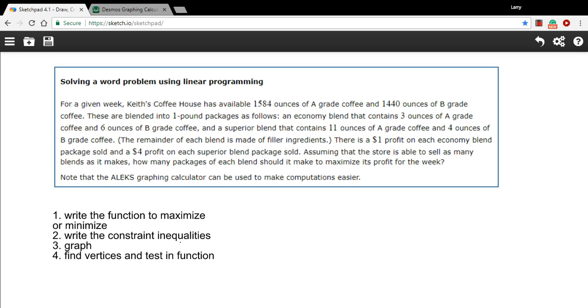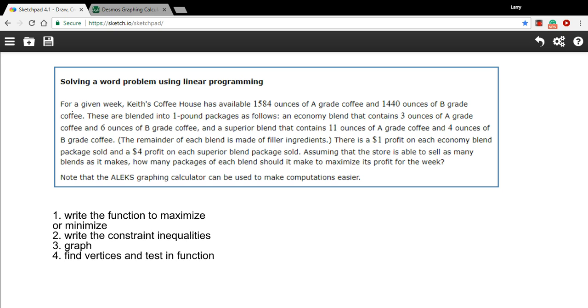Then you have some inequalities that represent the constraints on the whole system. In this case, there's only so much of the different types of coffee. That's going to lead to some inequalities that we need to write. We can't go over 1,584 ounces of grade A coffee in what we're dealing with here. Once you've got your constraints written, you graph those constraints, and then you find the vertices of the shape that's bounded by those inequalities, and then you test those points, those values in that original function. So that's a lot of steps. Let me show you how it's going to work on this one.